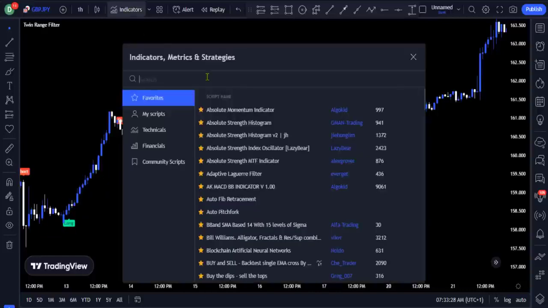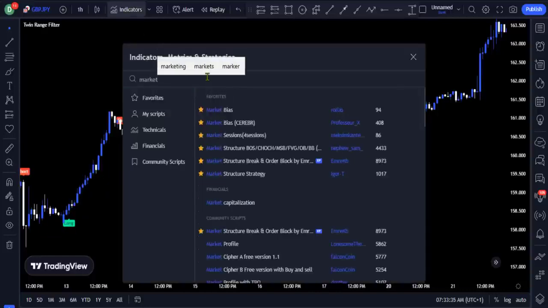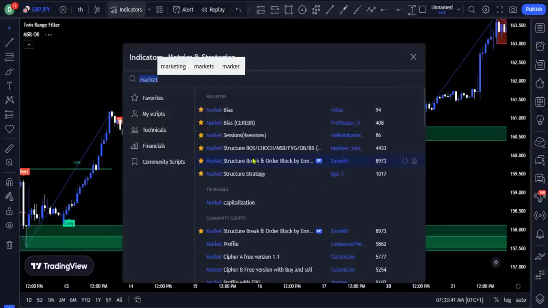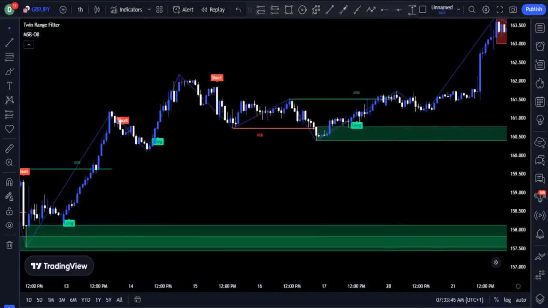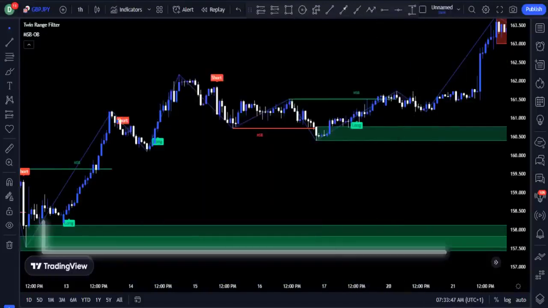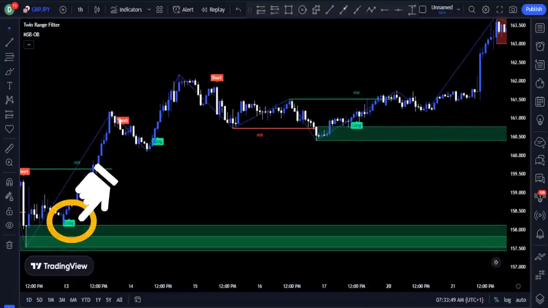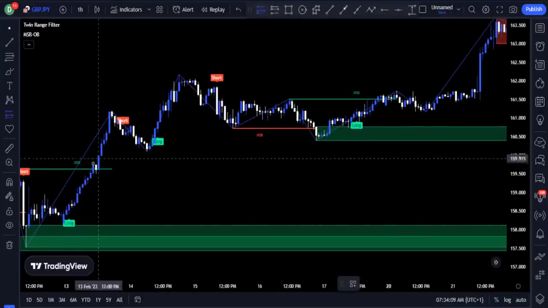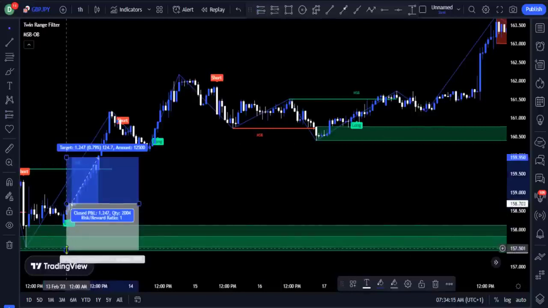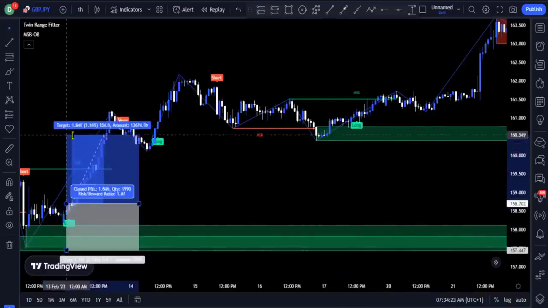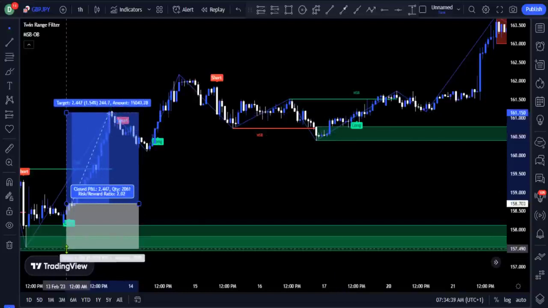Now, let's add the market structure and order block indicator to the chart to see how accurate both of them will work. Now, you can see that when the market structure indicator gave you this order block, you got this signal to enter a long trade from the Twin Range filter. And you could have placed a long trade like this at the close of this candle and set your stop loss below the order block and target 2:1 risk to reward ratio.